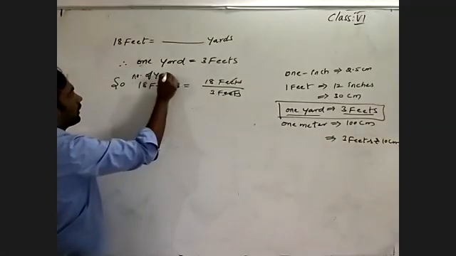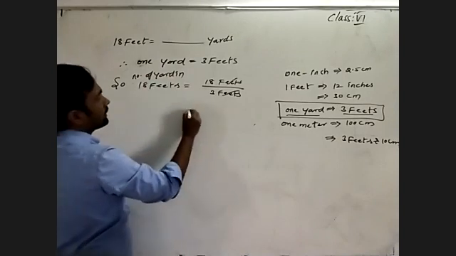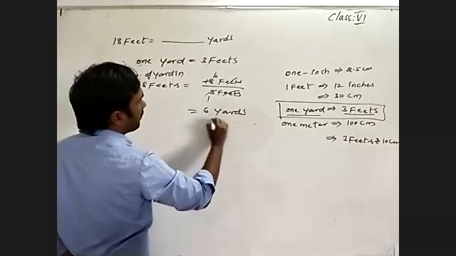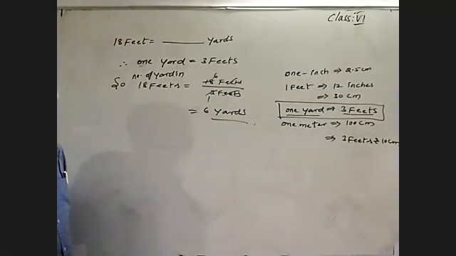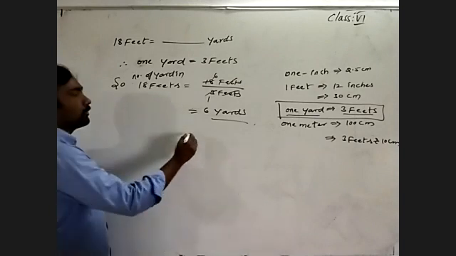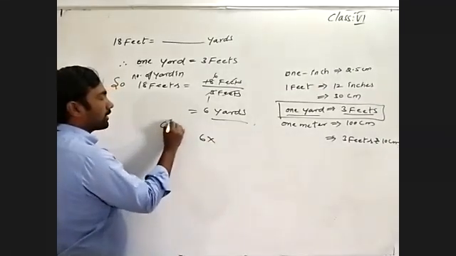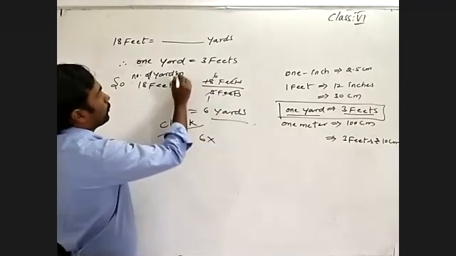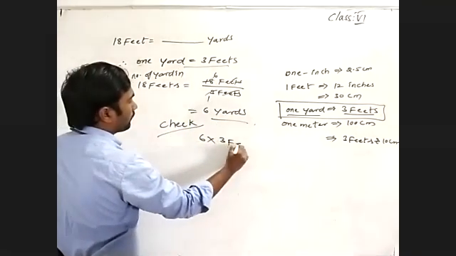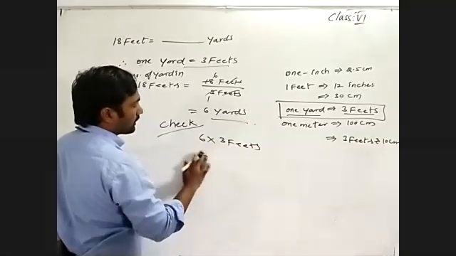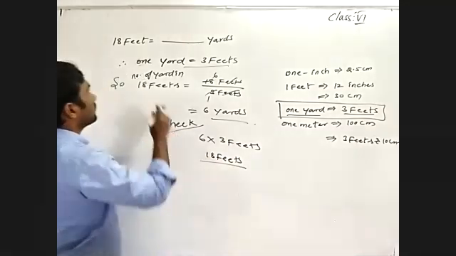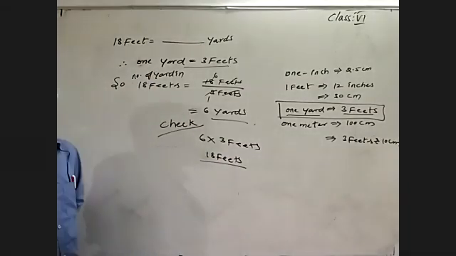Number of yards in 18 feet: 18 by 3, 3 sixes are 18. So 6 yards are there in 18 feet. Suppose you want to check whether you did it correctly or not: 6 into 1 yard, which is how many feet? 3 feet. So 6 threes are how much? 18 feet. So did you get the correct answer? Yes, of course, 18 feet.